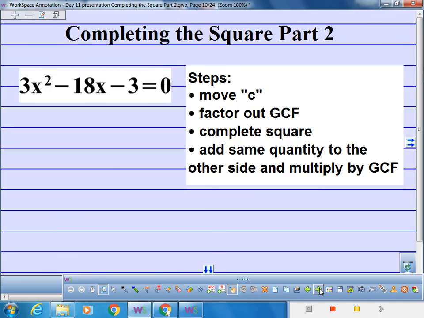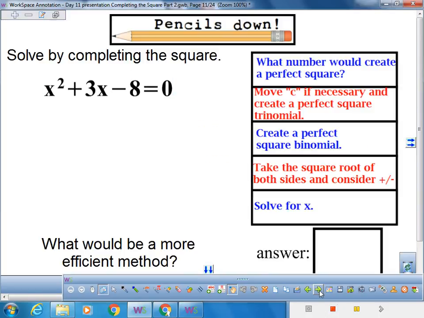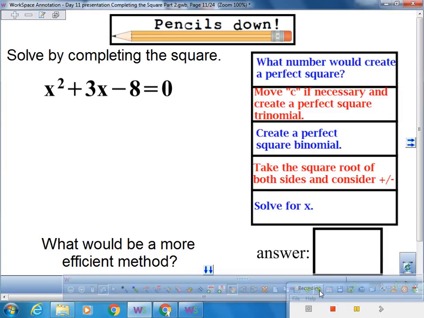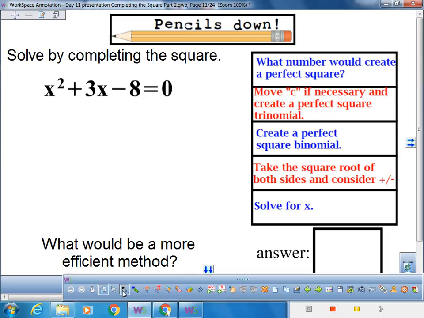Okay, so let's do one that is a little bit more difficult. Solve by completing the square. Would I complete the square with this one? I could. It wouldn't be as much fun, right? It's actually not that bad. I'm going to do it super quick.